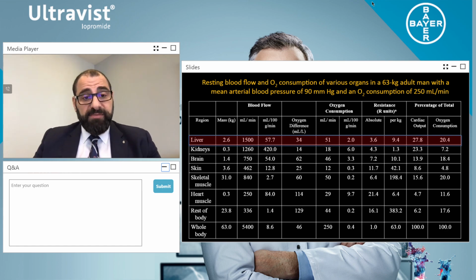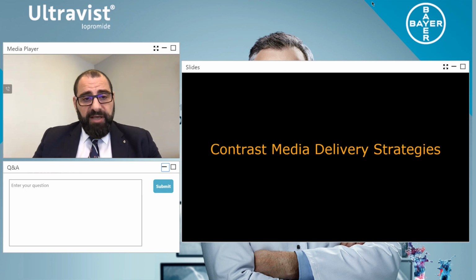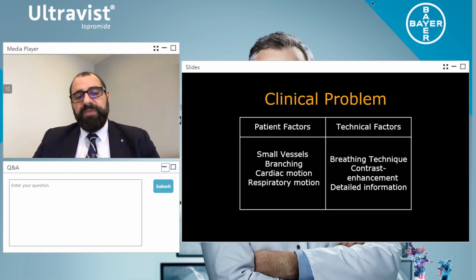So let's look at some contrast media delivery strategies. In the world, when we're designing protocols, we have to basically look at two key factors. First, the patient factors, such as small vessel branching, cardiac motion and respiratory motion. Previously, you've been taught that you're unable to control these parameters. After this lecture, I'm going to show you the physics behind breathing and how it affects the cardiac and respiratory motion. And then also we have technical factors. How do we tell the patient to breathe in and hold their breath? Then we look at contrast enhancement, the flow, the viscosity, the density of contrast.